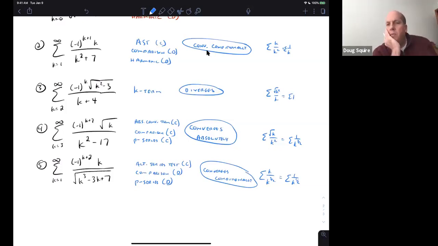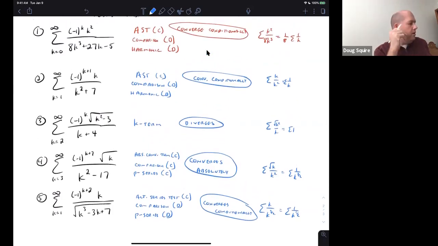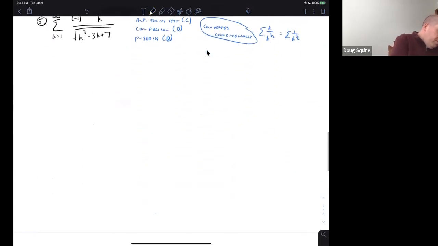I want to put a few more of these up, but any questions on the first 5? Well, I changed to blue and switch back. Everybody good? Okay. So if I go and do a few more, same directions: what is the answer, and does it converge or diverge? Converge conditionally, converge absolutely, or not at all.